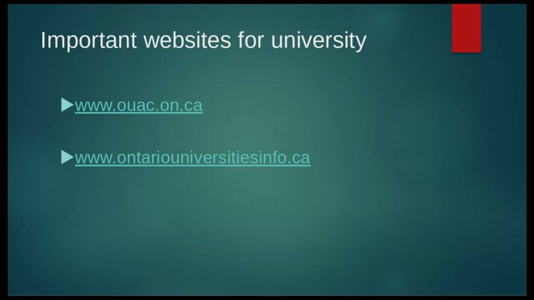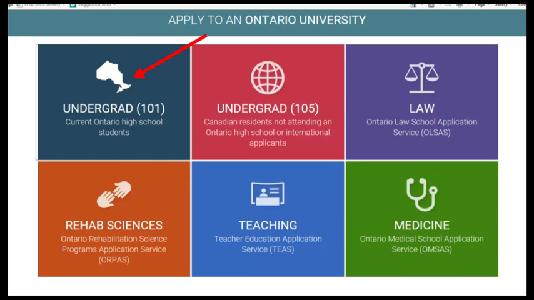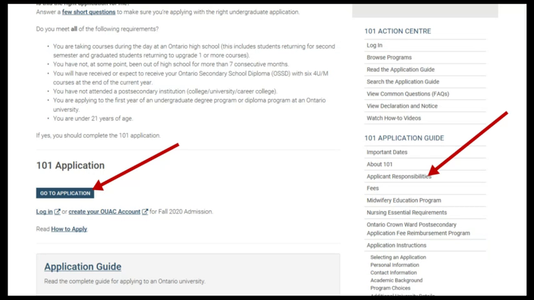Important websites for university: www.ouac.on.ca and www.ontariouniversitiesinfo.ca. When you are going to apply, you are going to go to the OUAC website, and you will be hitting the blue box Undergrad 101. Every high school student will be applying this way. There are 2 tabs that I want you to make note of. There's a lot of information on this page. You can browse through the rest of them, but these 2 tabs provide a lot of information. The first tab being applicant responsibilities, and the second tab, go to application.